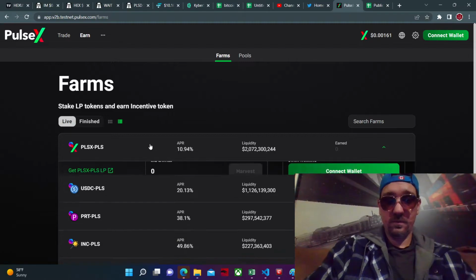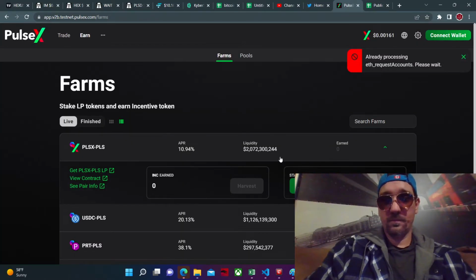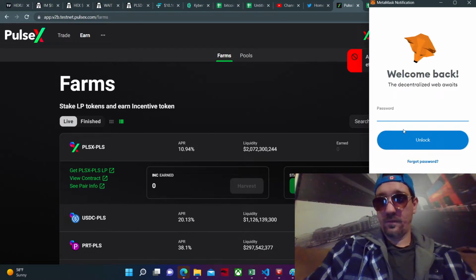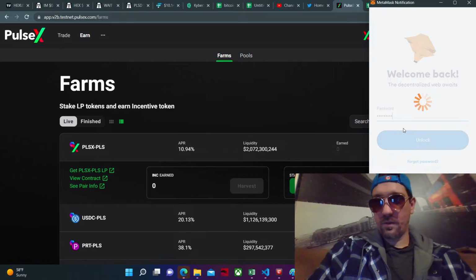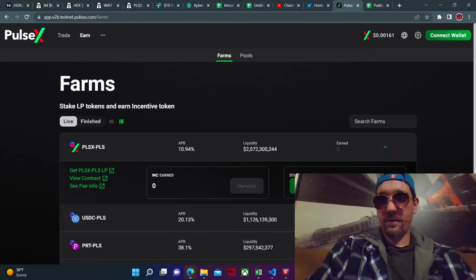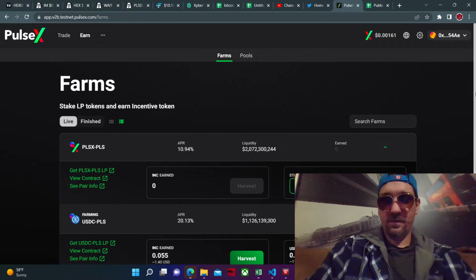PulseX over here will tell you how much liquidity you own in the pool. Oh yeah, I gotta connect my wallet. Thank you. Oh, what is MetaMask doing now? That's right, it's asking me to sign in. Go, dummy wallet, go. Boom, boom, boom. There we go. Connect wallet. Try this again. Thank you.